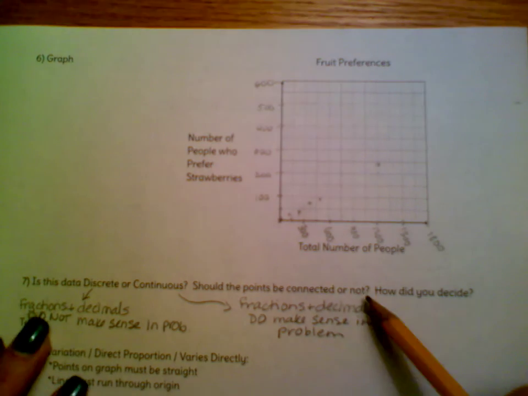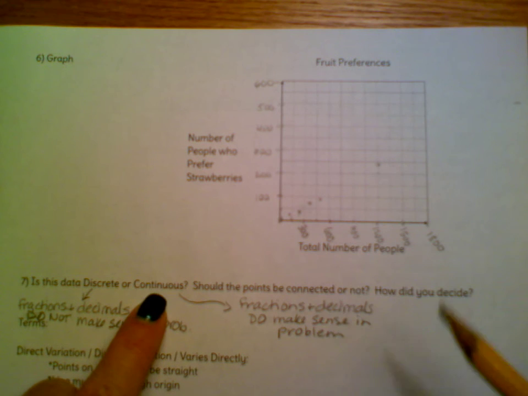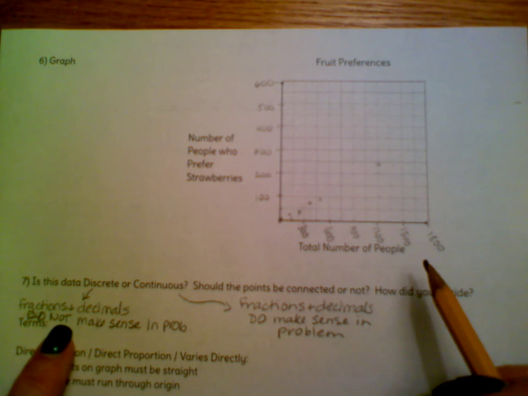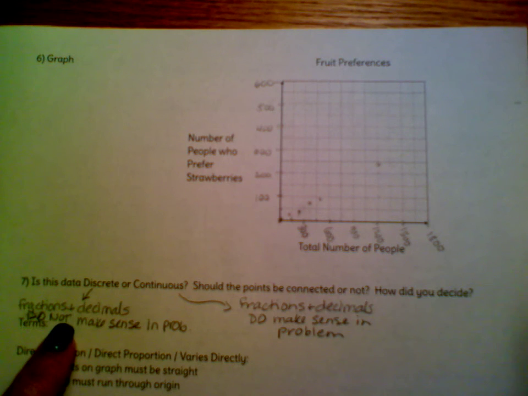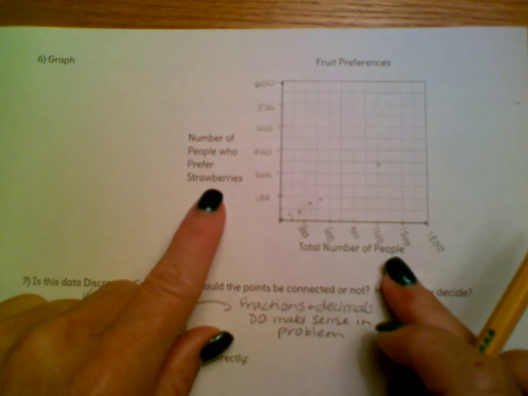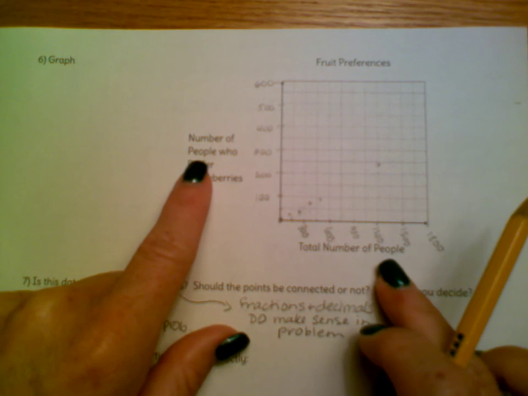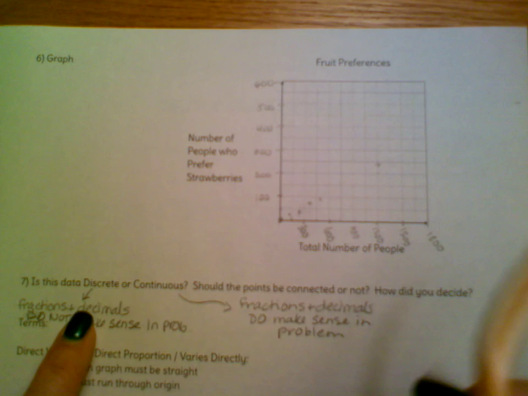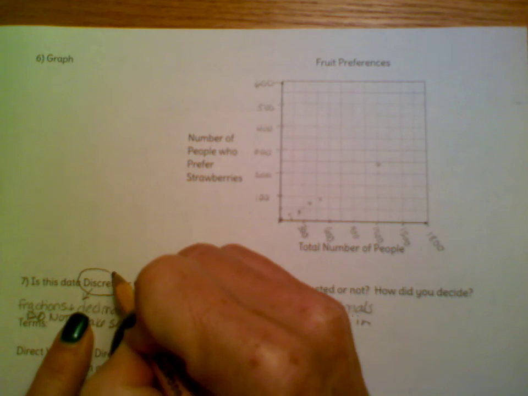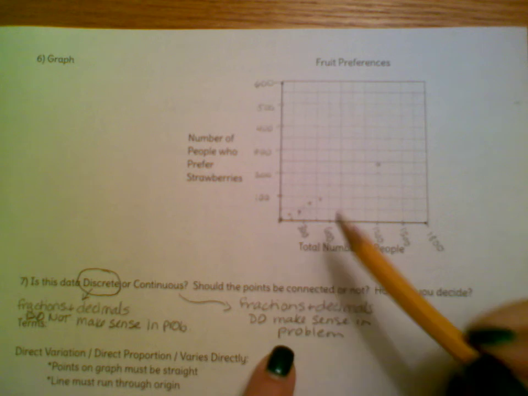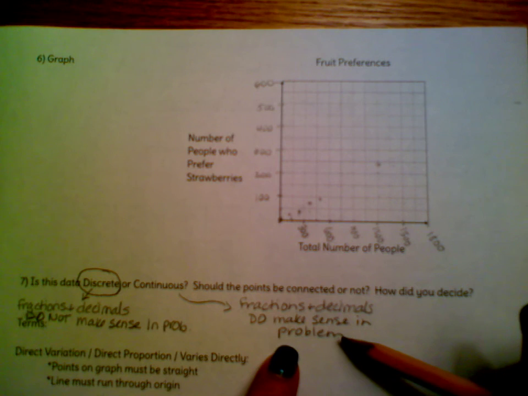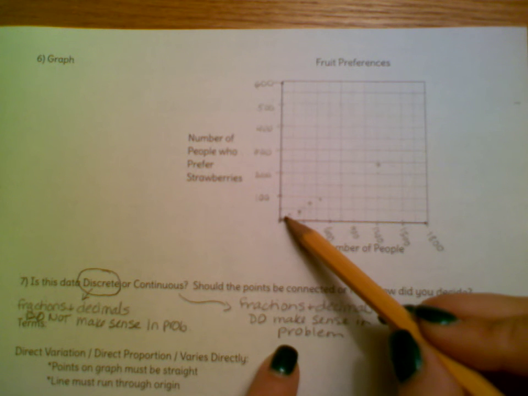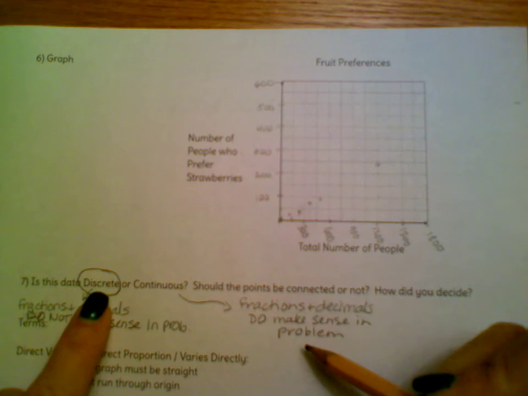So we have some new terms here. It's asking, is this data discrete or continuous? Discrete data means that fractions and decimals do not make sense in the context of the problem. So we're talking about people for both of these. There's no way I can have half of a person. So in this case, this data is discrete. Continuous means that fractions or decimals would make sense in the context of the problem. It would not make sense to say 1.5 people. So I have discrete data.